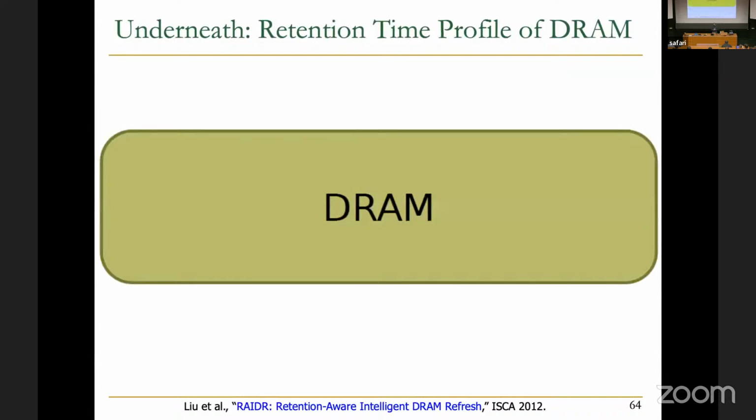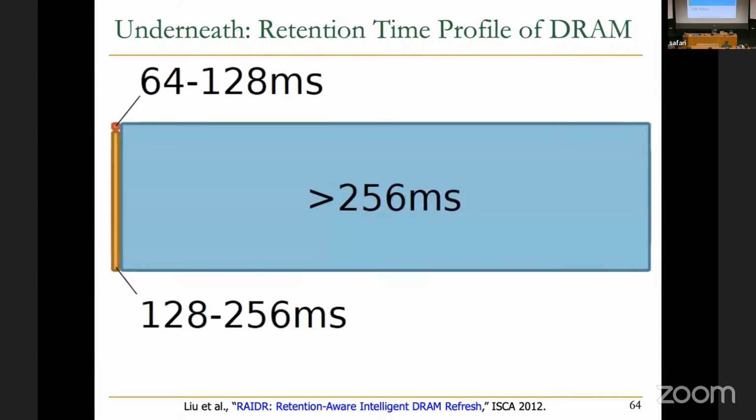So underneath, this is what happens. This box represents all your cells in the DRAM chip, and let's say all rows. When you look at the characteristics of these rows, actually only a small fraction requires refresh operations every 64 or 128 milliseconds. This small fraction, the yellow one, is in this range. And for the vast majority of the rows, you can even apply refresh periods of larger than 256 milliseconds.